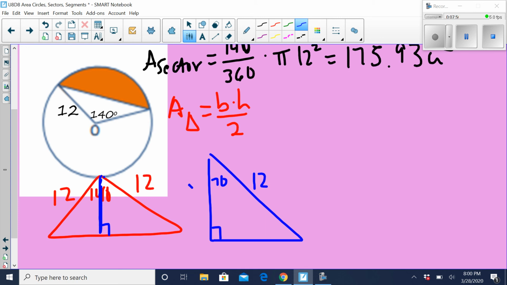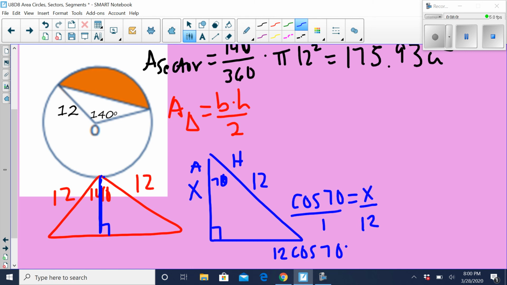So I'm going to find this side first, and what I need to use is my trig function. From this angle, this side is adjacent. This side is the hypotenuse. I'm going to use cosine. So I say cosine of 70 is equal to adjacent over hypotenuse, so x over 12. To solve here, we cross multiply. I'm going to get 12 cosine of 70, and that's going to give me the x value. So if I go 12 times the cosine of 70, I end up with 4.1 for my height. And I can fill it in over here as 4.1 also.